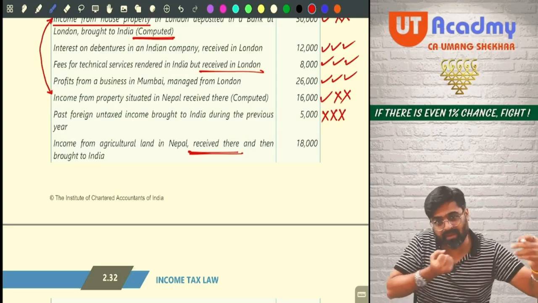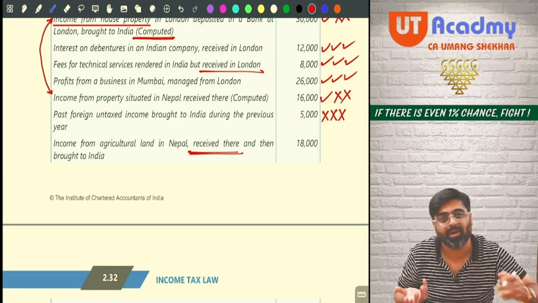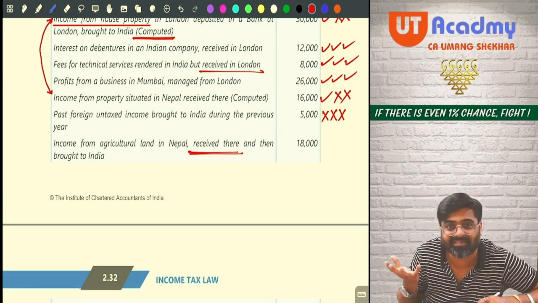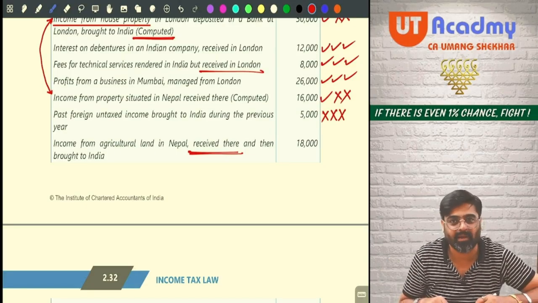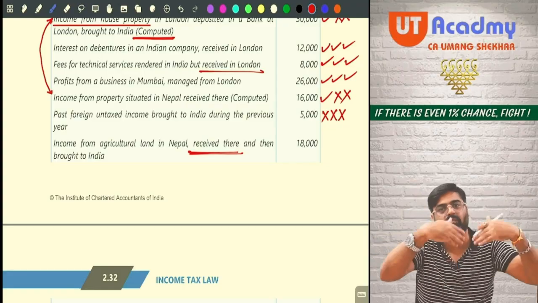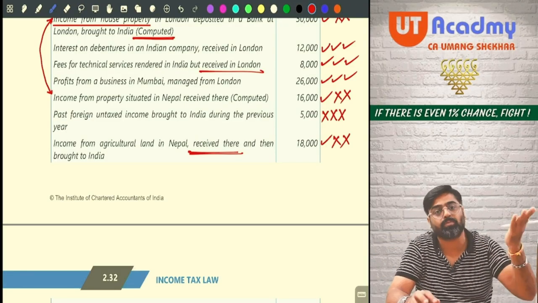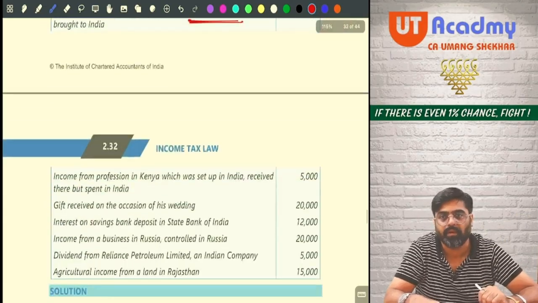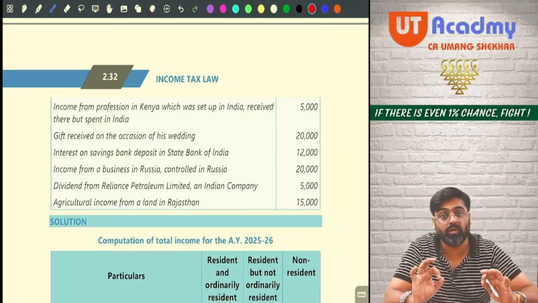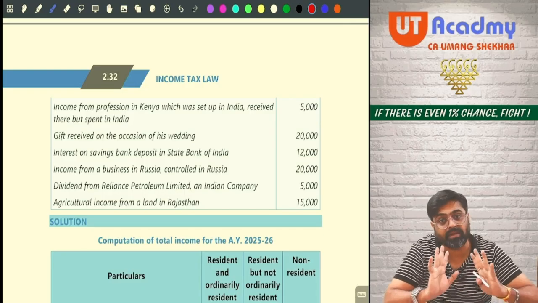After receiving, you are bringing it to India, that does not make this income received in India. Once you receive, then whatever happens is remittance. Getting my point? So you have received already outside India, no? So accrued outside India, received outside India, foreign income, tick, cross, cross. Because this is part B, foreign income. Done? Next point. Income from profession in Kenya, which was set up in India, received there but spent in India.